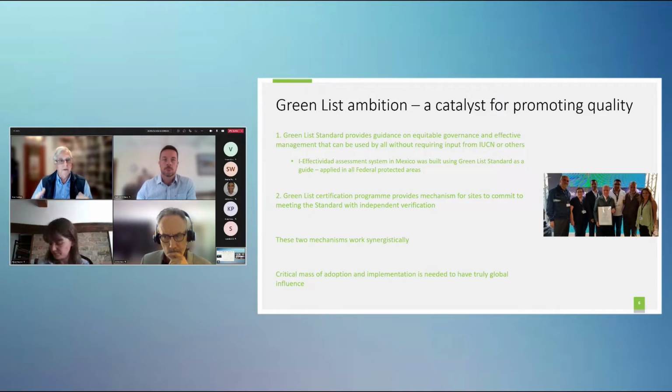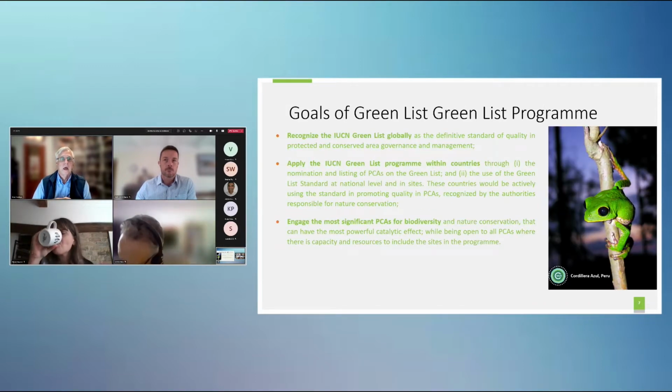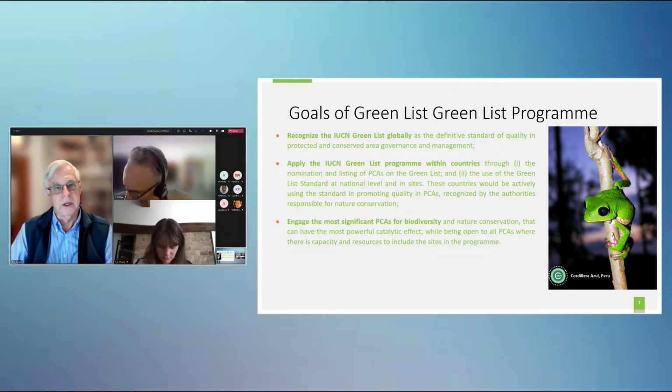What we need, though, if this is going to happen, is a critical mass of both adoption of the Green List standard and implementation of the Green List program to have truly global influence. So that leads us to the goals of the Green List program that are expressed in the development plan. The first is to have the Green List standard recognised globally as the definitive standard for quality in protected area and conserved area governance and management.